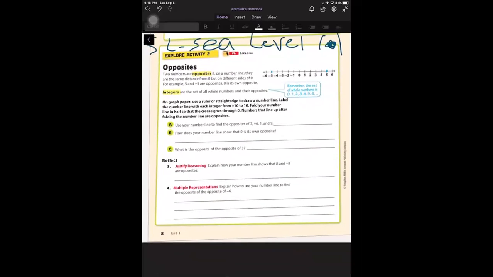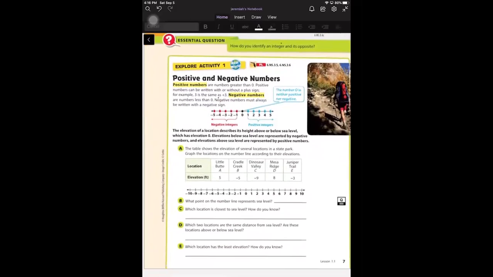Here we go. Opposites. Two numbers are opposite if, on the number line, they are the same distance from 0, but on different sides of 0. So if we go back to 5 and negative 5, 5 and negative 5 are opposites because they are the same distance away from 0, but they are on two different sides. So they are opposite because one is positive and one is negative. Remember that. That's how you know if it's an opposite.